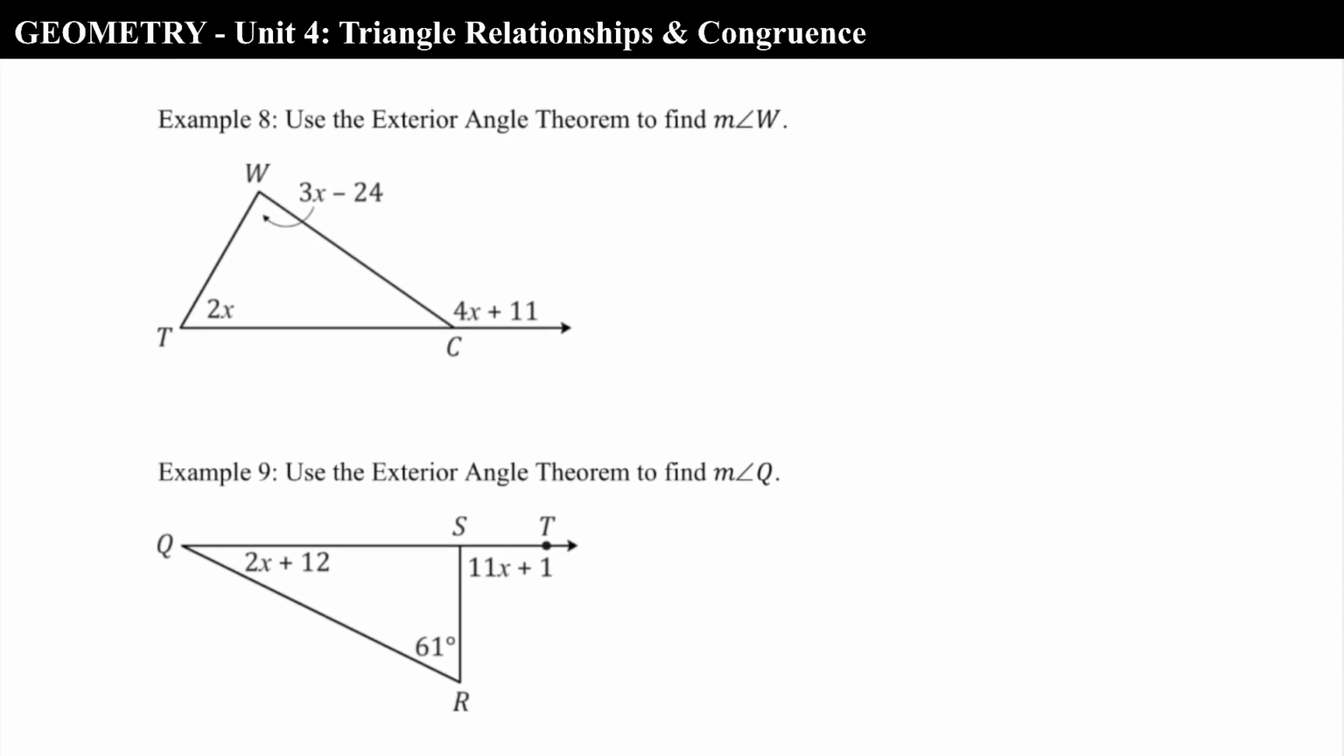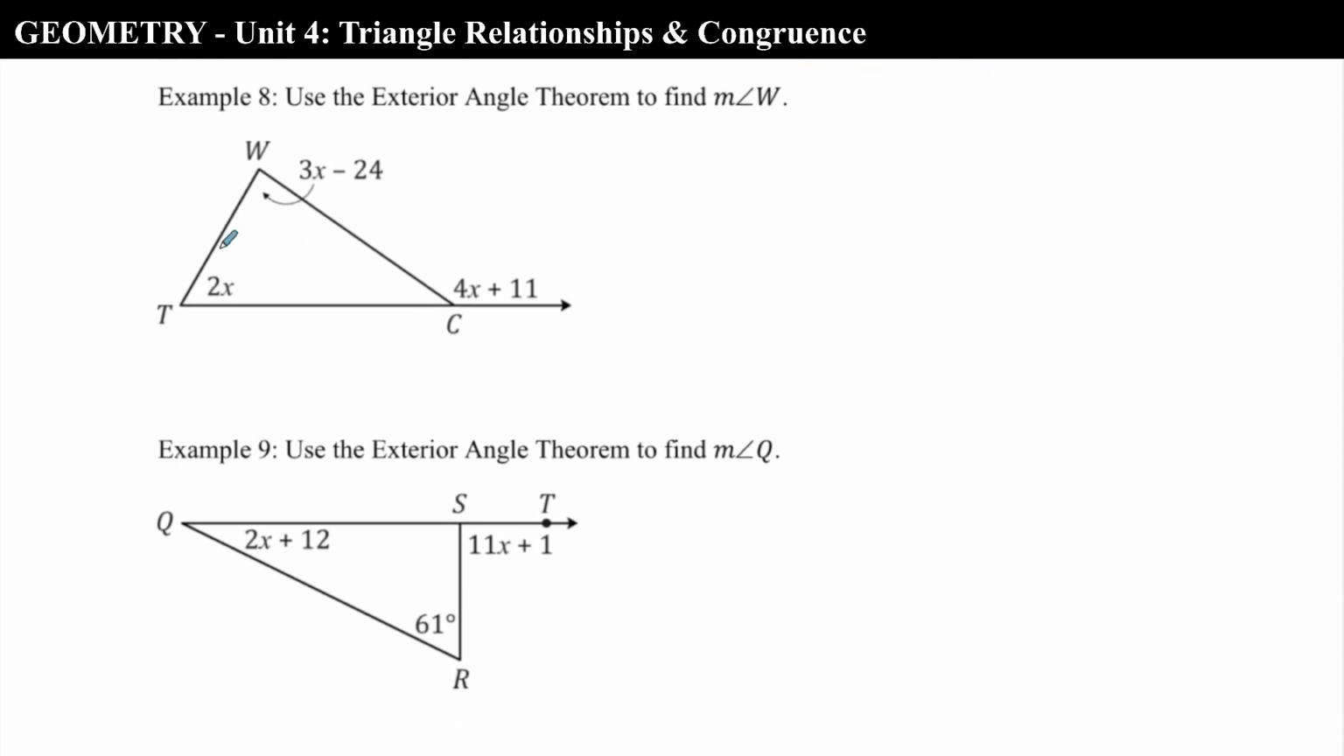For example 8, we have our two remote interior angles, and then we have our external angle here, our exterior angle. So we've got 2x plus 3x minus 24 equals 4x plus 11. Again, we'll solve for x first, so we got 5x minus 24 is equal to 4x plus 11. Subtract 4x from each side, you get x on this side, add 24 to the 11, and that's going to give you 35. Now we're asked for our angle W.